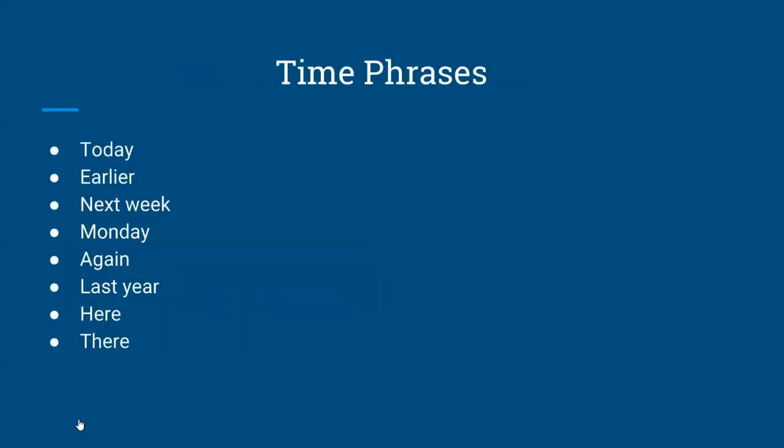Okay, so we're going to add something else. We're going to add time phrases. But first, I want to be clear with you about what I mean when I talk about time phrases. I'm just going to give you some examples. Anything that tells you when is a time phrase. So that could be today, earlier, next week, Monday, again, last year, here, there. All of these things are things that we can use as time. Time and place can all go together.